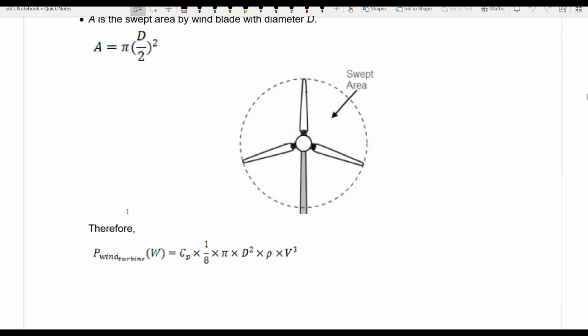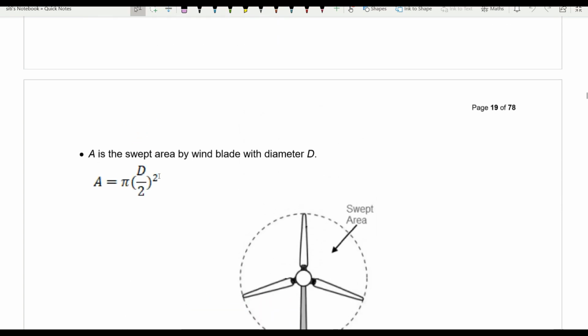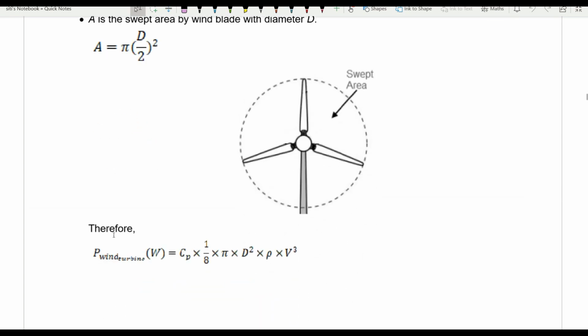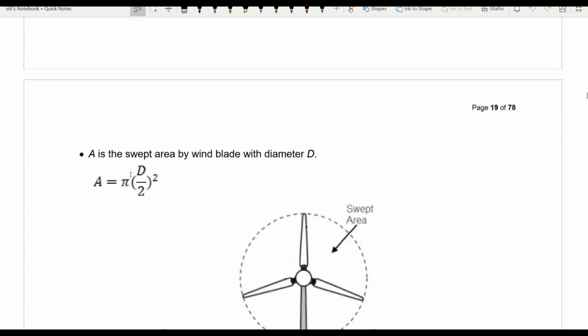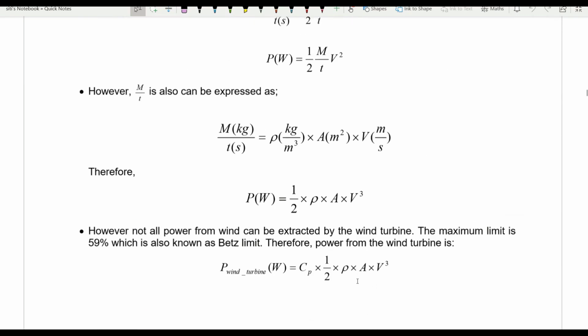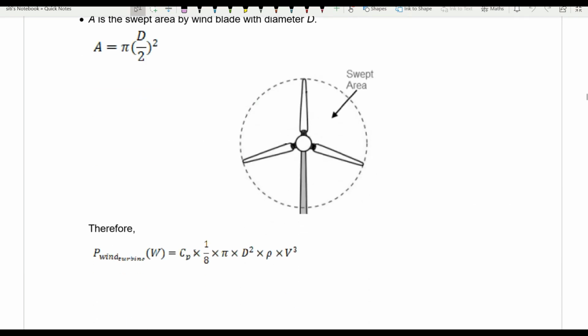So A equals pi times d over 2, where d is the diameter, divided by 2, to the power of 2. Therefore, P wind turbine equals Cp. You substitute this equation into this equation, you get P equals Cp multiplied with 1 over 8, multiplied with pi, multiplied with d squared, multiplied with rho, multiplied with v to the power of 3.